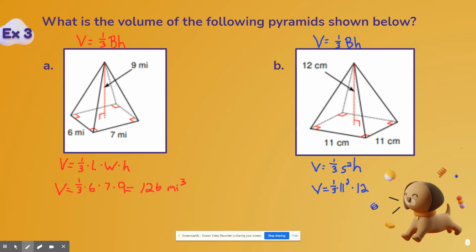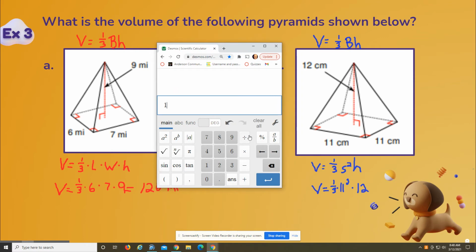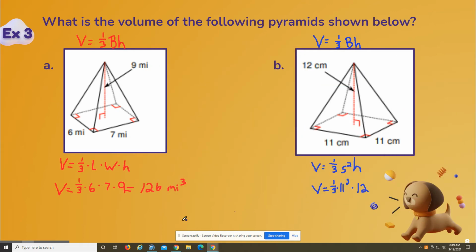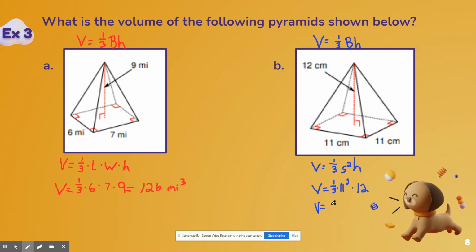Again, I would just use a calculator to do this. So 1/3 times 11 squared times 12, which gives me 484. So this volume is going to be equal to 484. Don't forget the label, centimeters cubed.